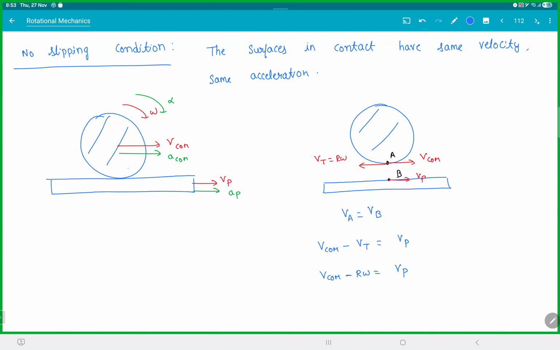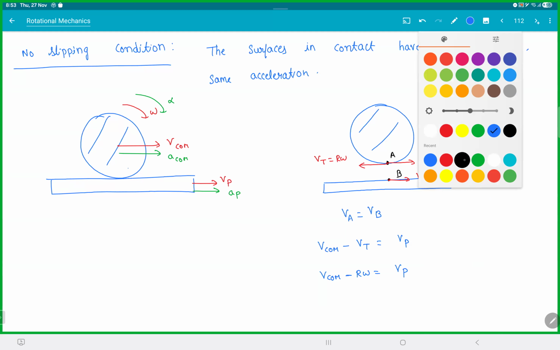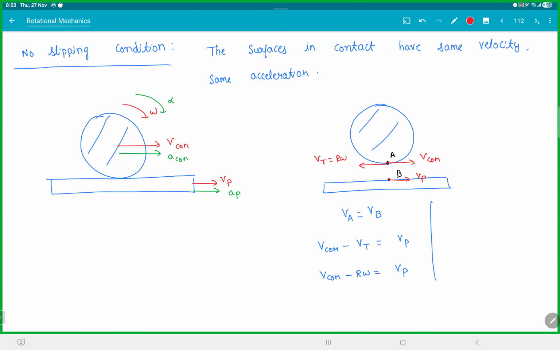So you must have studied in books or something. Now, what is no slipping condition? V is equal to r omega. That's a blunder. Never say V is equal to r omega is the no slipping condition. That's a very special case. Similarly, if you look at the acceleration also, acceleration of A must be equal to acceleration of B. This will be A center of mass minus A tangential is equal to acceleration of plank. We get A center of mass minus r alpha is equal to Ap.